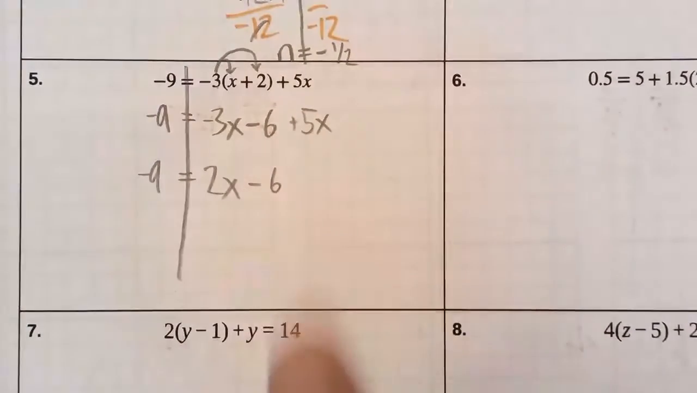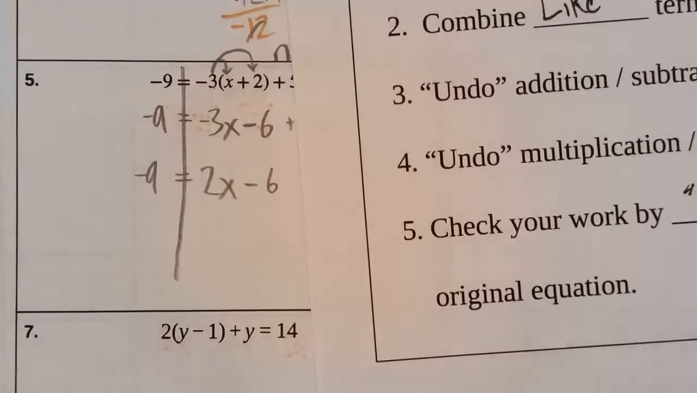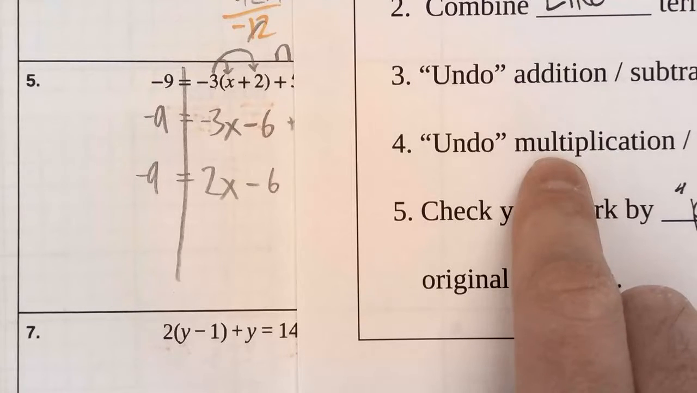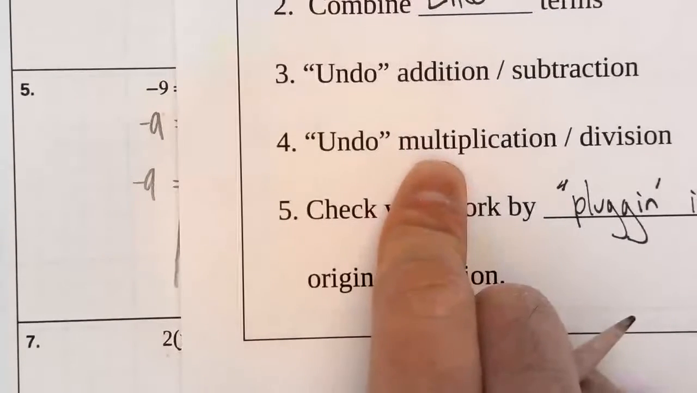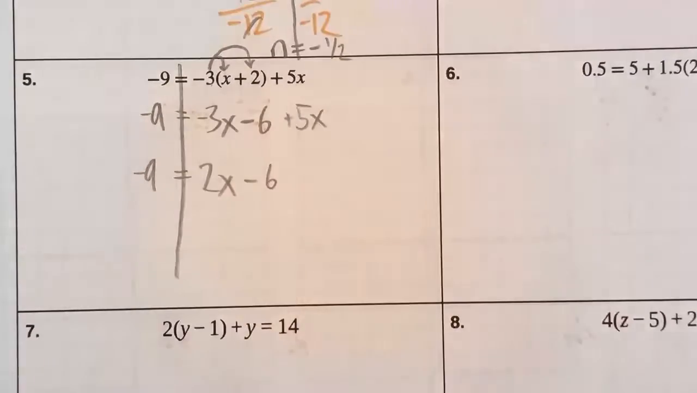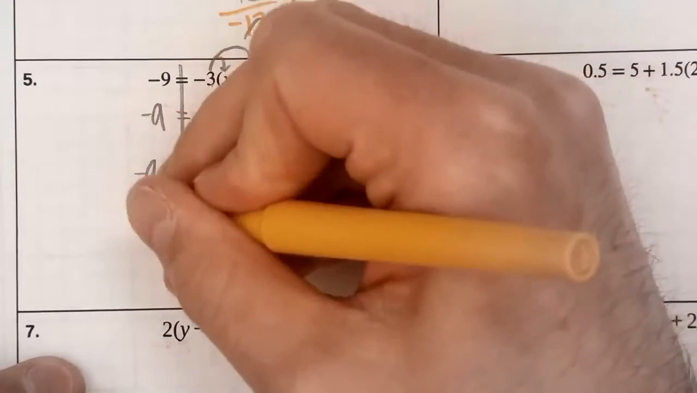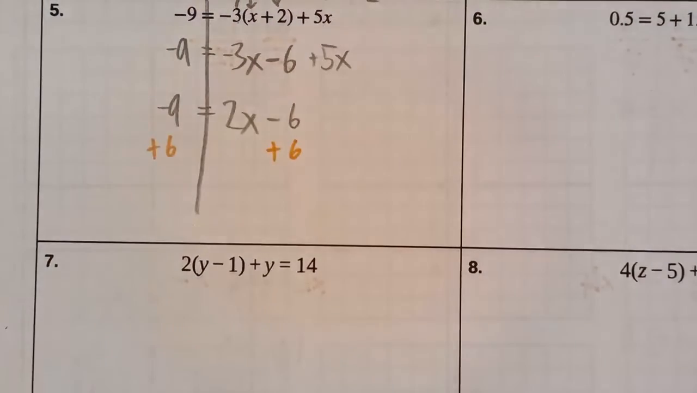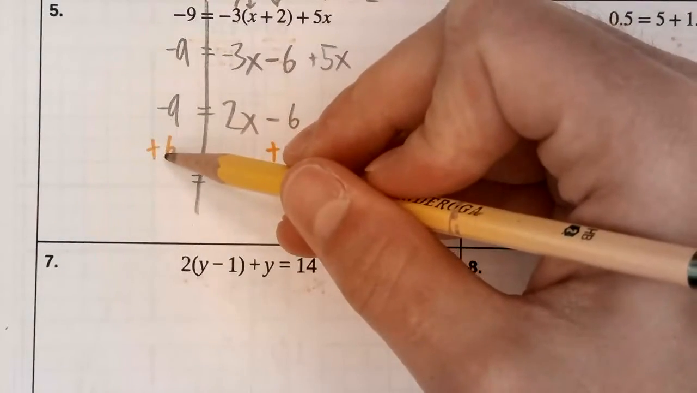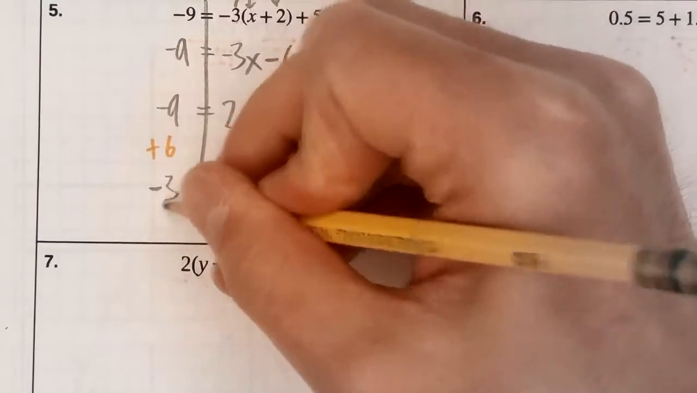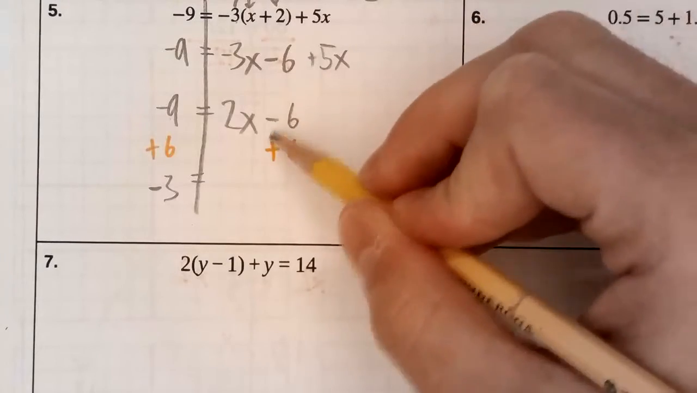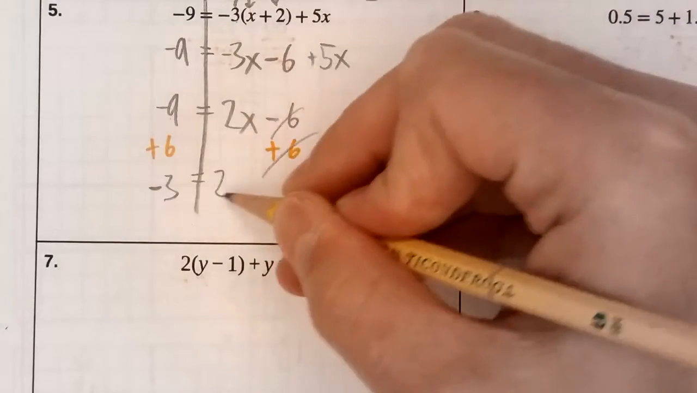Now, I don't see any more like terms, so now I need to undo any addition and subtraction, and then undo any multiplication or division. So opposite of minus 6 is plus 6. Let's add 6 to both sides. Negative 9 plus 6 is negative 3. And then on the right side, negative 6 and positive 6, that cancels out. It's all gone. I'm just going to carry down 2x.